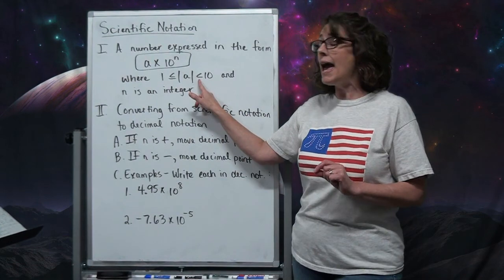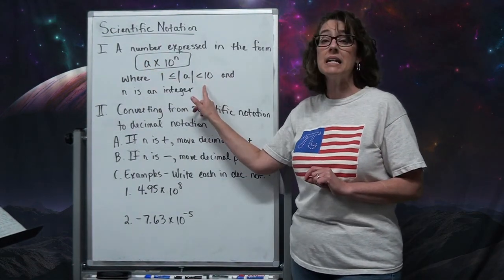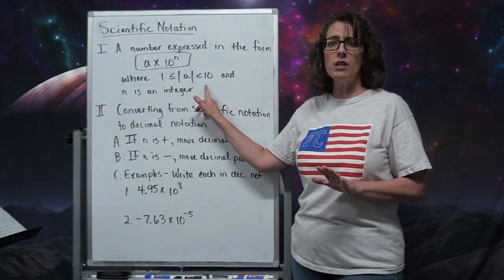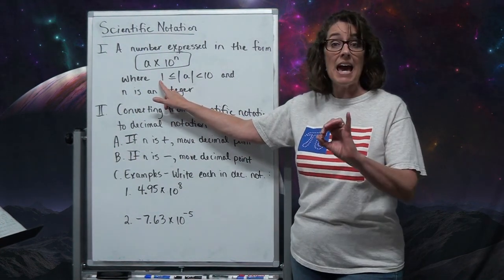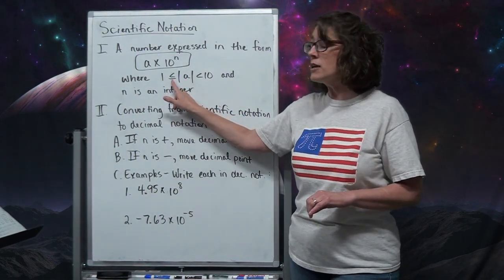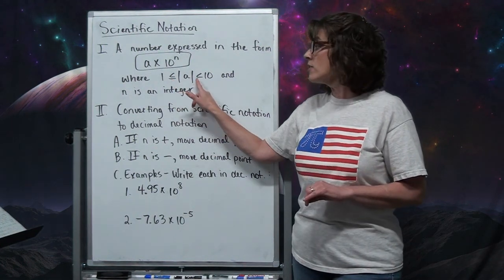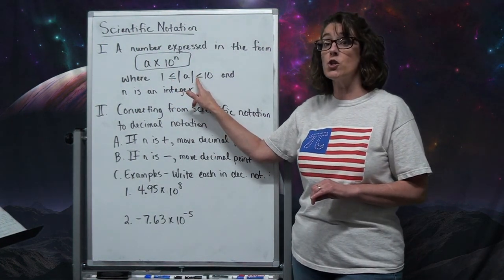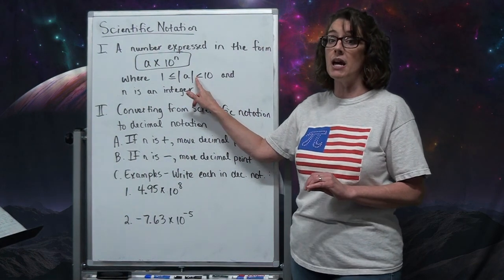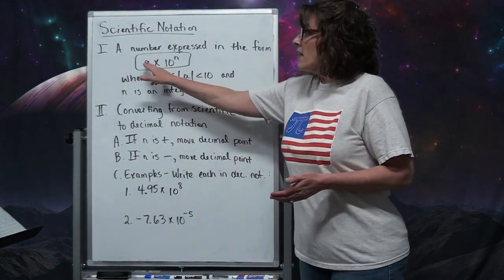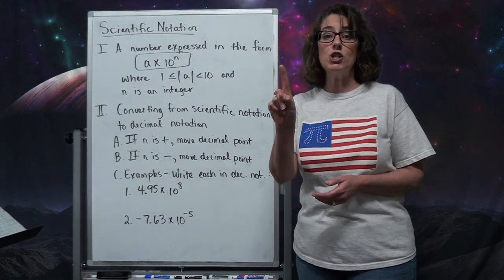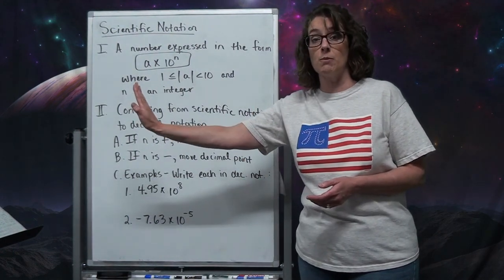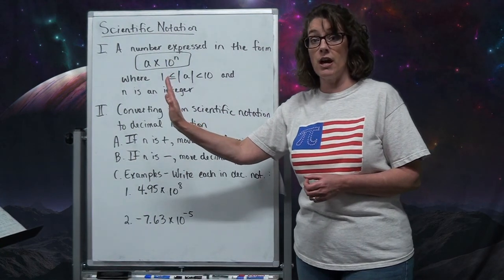So is it okay for this number to be a 10? Absolutely not. Now, is it okay for that number to be a 1? Yes. There's an equal to part here, so it's okay for it to be a 1. There is not an equal to part here, so therefore it's not okay for it to be a 10. Now what that tells me is this number here needs to make sure that it has one digit to the left of that decimal point. One digit to the left.